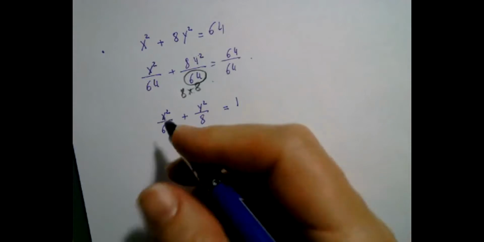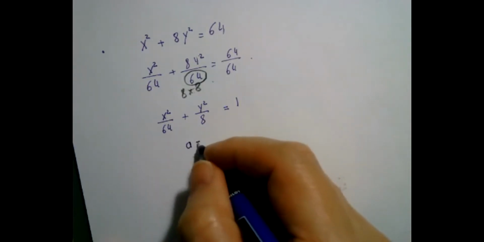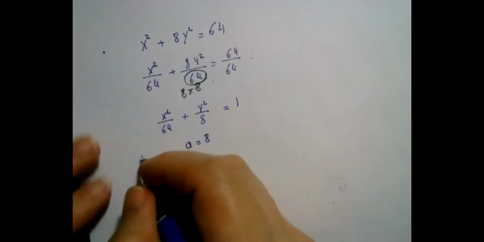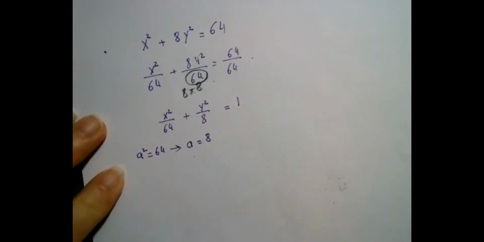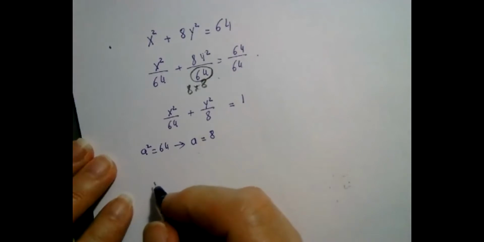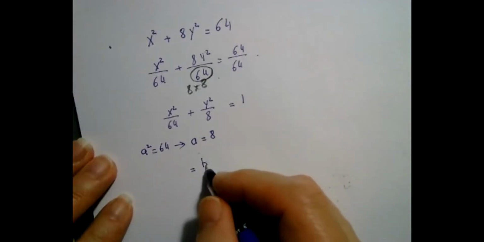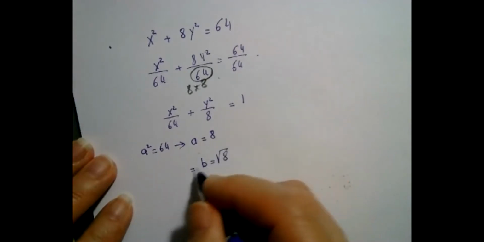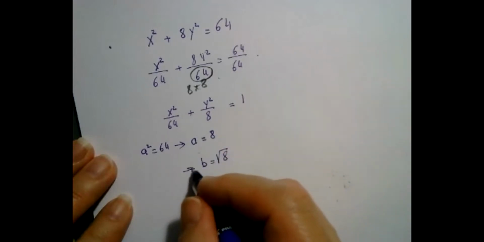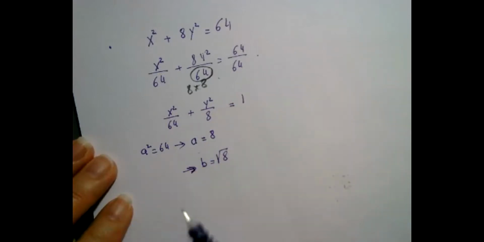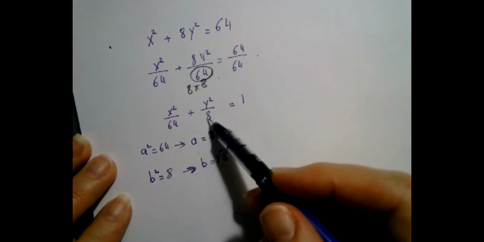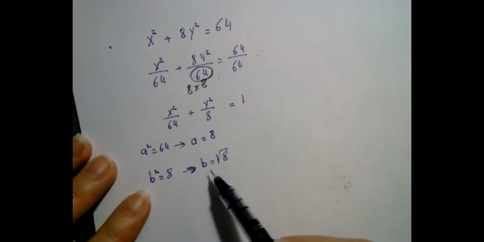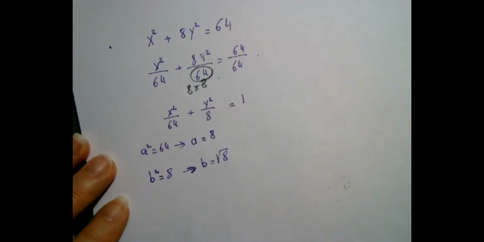Keep going. The a would be 8 because you take the square root of 64. Right, so a squared is 64, a equals 8. Keep going. And b would be the square root of 8, which would turn into 2 square roots of 2. Keep it as the square root of 8. It's a little bit 2 point something, right? Yeah. So b squared is 8. It means b is the square root of 8.